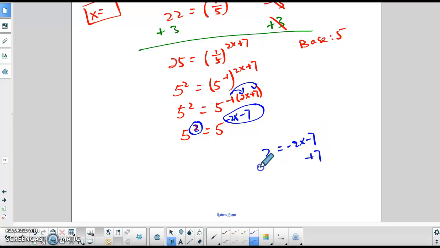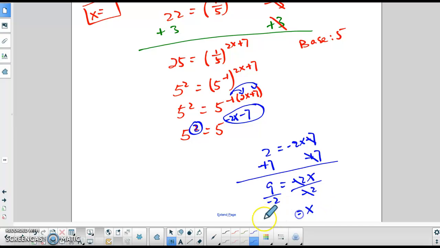Add 7 to both sides. And then you have 9 equals -2x, divide both sides by -2. And then cancel out. You're going to have -4.5. That's our answer. Okay? To recap.